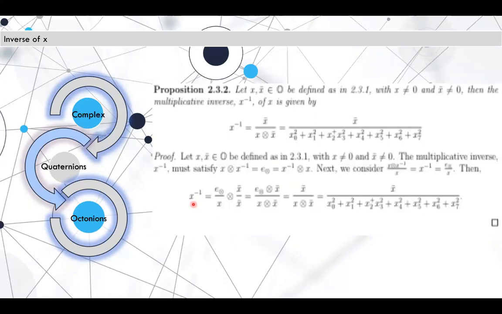So we go ahead and multiply it by the complex conjugate, the octonionic conjugate, just like with complex numbers. And we end up with the identity times x conjugate, which is just the conjugate using the postulates of multiplication. And x times x conjugate, which is just the norm from the previous result.